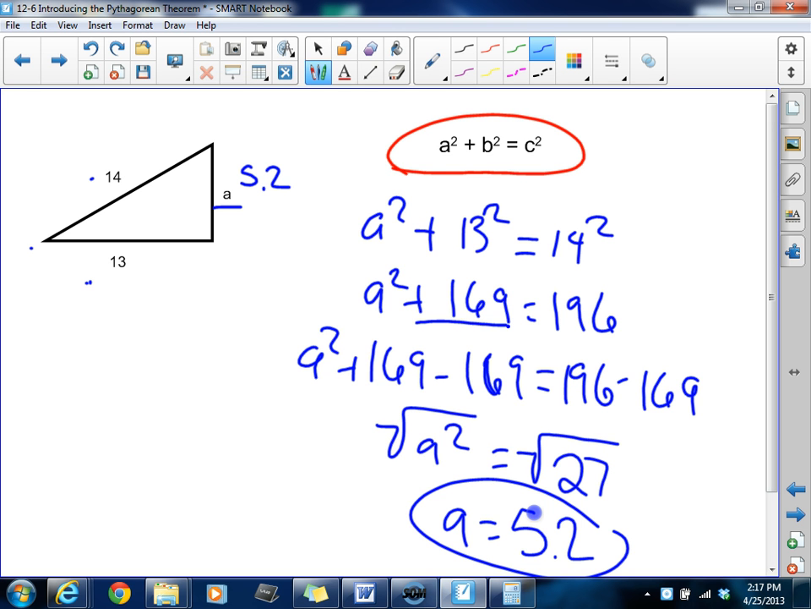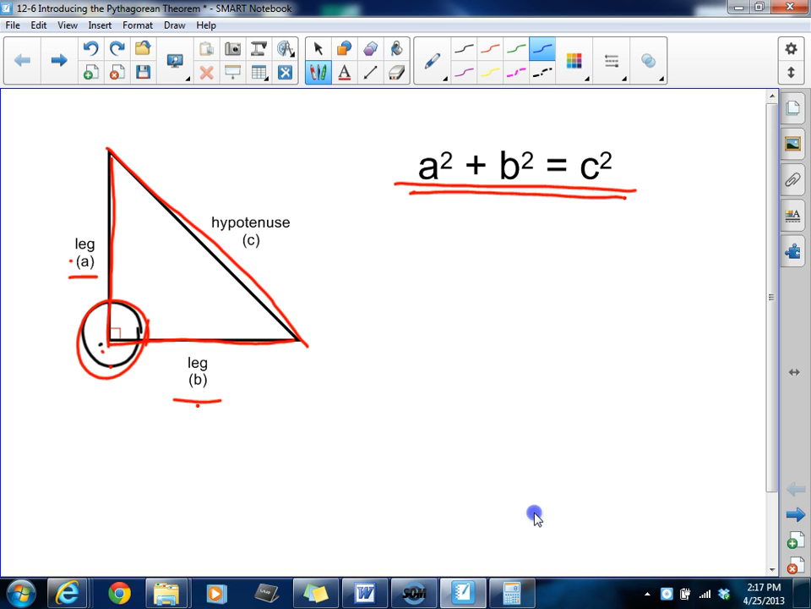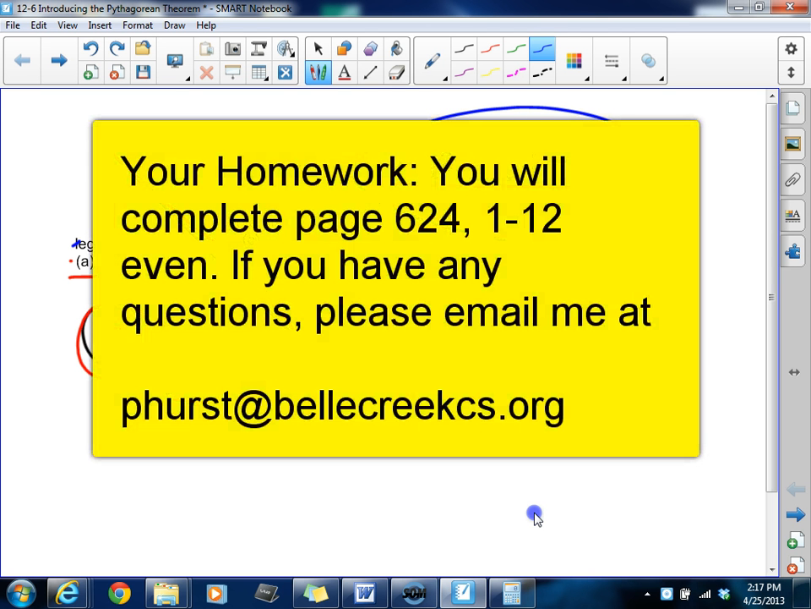Well, ladies and gentlemen, that is the lesson. The key tonight is going to be to remember the vocabulary. So these terms right here, leg and hypotenuse, know those terms. And then obviously you'll need to know the Pythagorean theorem, a squared plus b squared equals c squared. You'll need to know that as well.